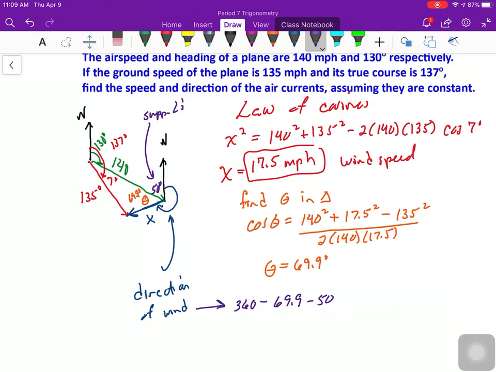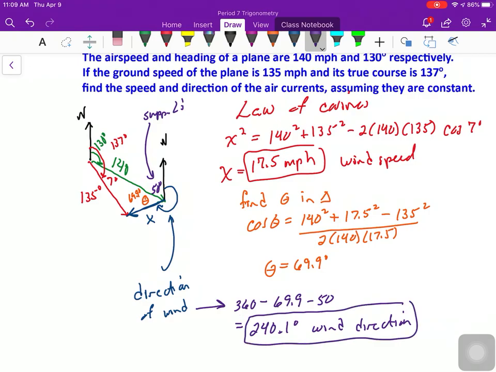So to get my wind direction, rather, I can take 360 minus 69.9 minus 50, and for my wind direction, I get 240.1 degrees. And that's the wind direction.